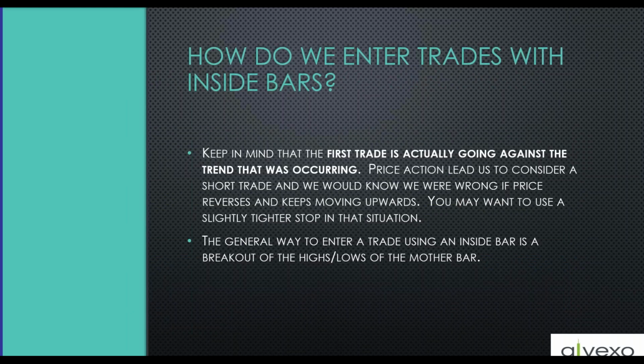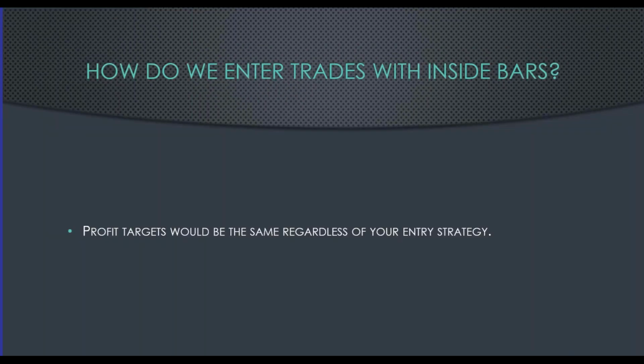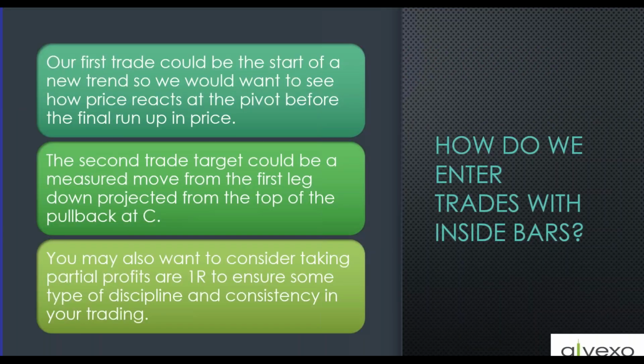Keep in mind that the first trade is actually going against the trend that was occurring. It's against my better judgment, but sometimes we do. Price action leads us to consider a short trade, and we would know we were wrong if the price reverses and keeps moving upward. Profit targets would be the same regardless of your entry strategy. Our first trade could be a start of a new trend, so we would want to see how price reacts at the pivot before the final run up in price.